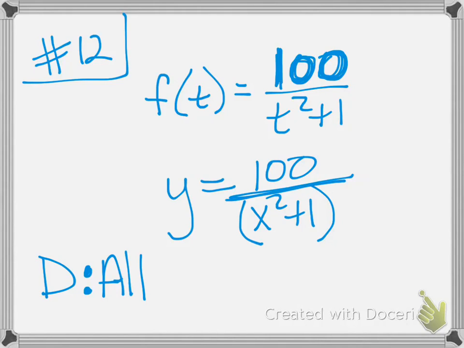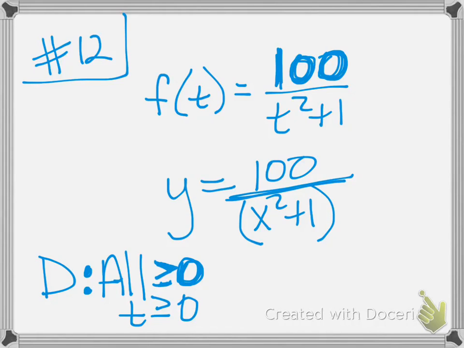However, in this problem, T represents the number of seconds that have elapsed, and so T has to be greater than or equal to 0, because if it's less than 0, then you would have negative time. Okay, so we're going to say it's all numbers greater than or equal to 0. If you look at your choices, all of the choices would look like this. So T has to be greater than or equal to 0.